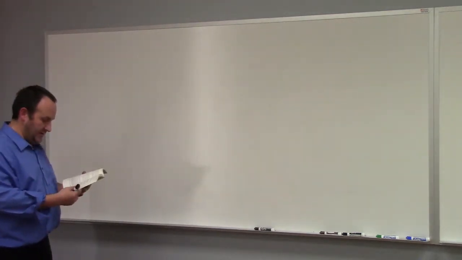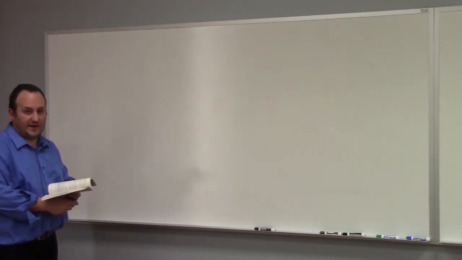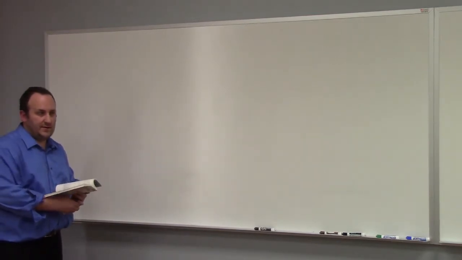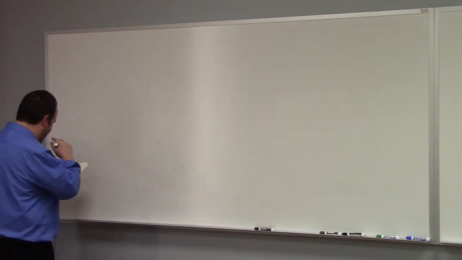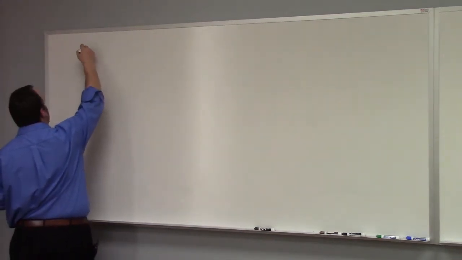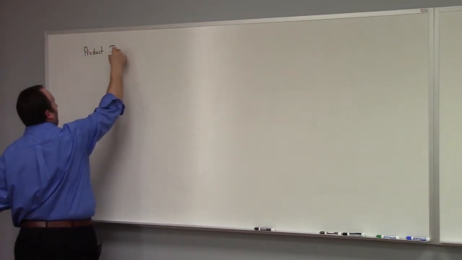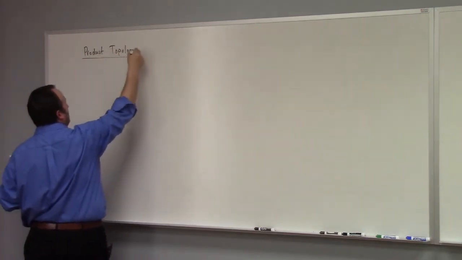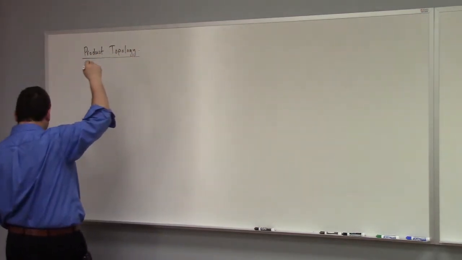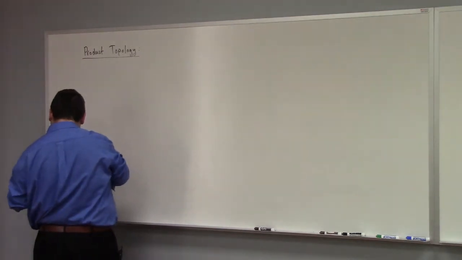Let's see here. I wanted to go back to section 12 one more time and just write down some of the high points because they're contrasted in section 13. All right, so here's the big idea. Product topology. So what was the definition of the product topology?